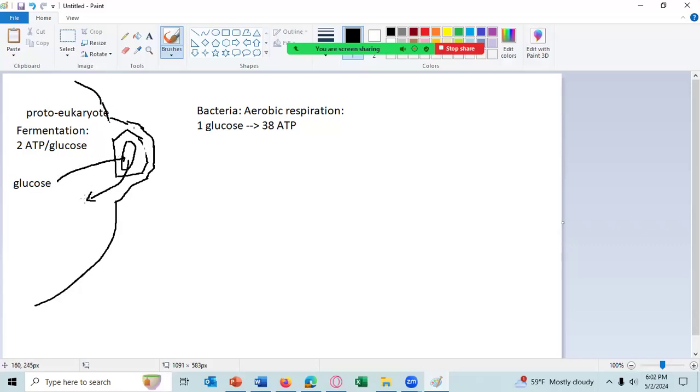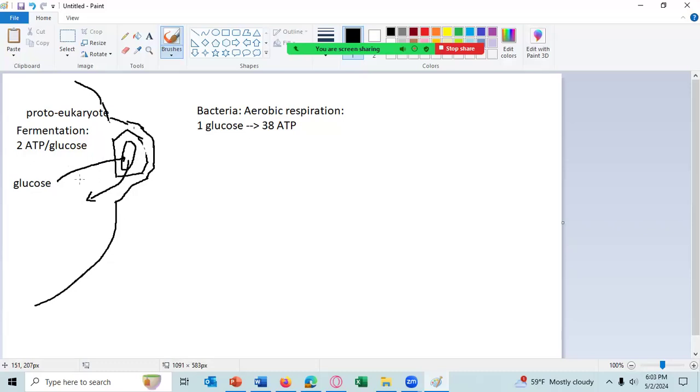The proto-eukaryote was very confused because it only lost one glucose molecule, and now it gained a whole bunch of ATP. The proto-eukaryote figured out, hey, this is pretty good. I feed glucose to the bacteria. I make a lot more ATP from that glucose than I can make. And so the two started living together in symbiosis. The proto-eukaryote with the bacteria inside it.